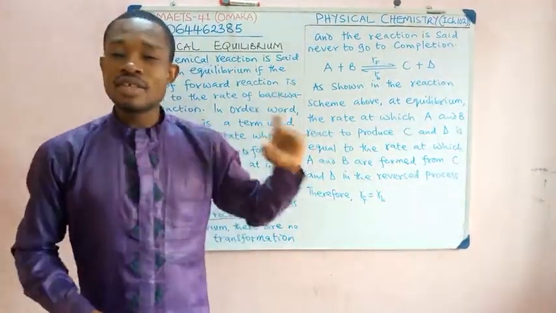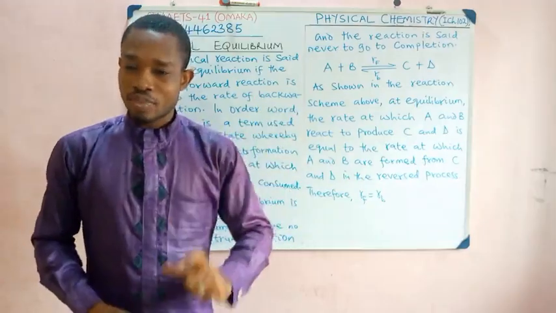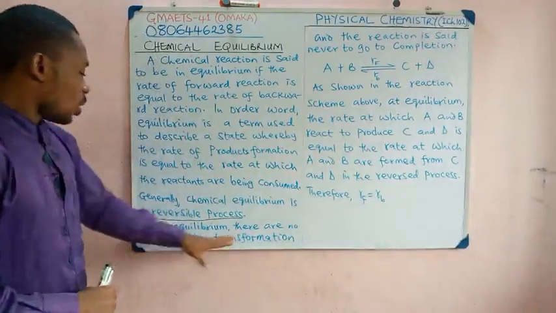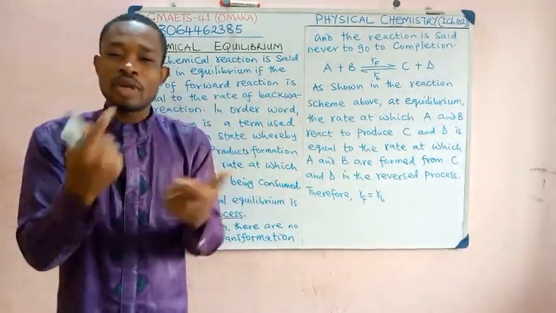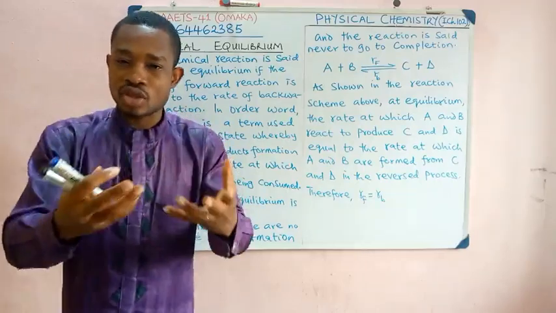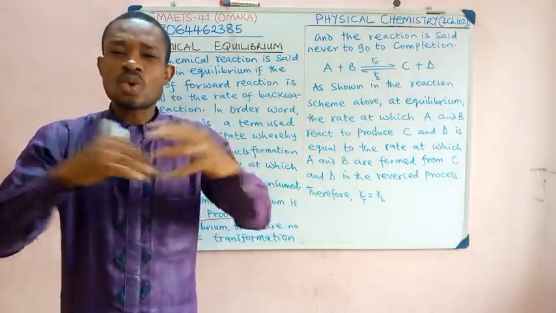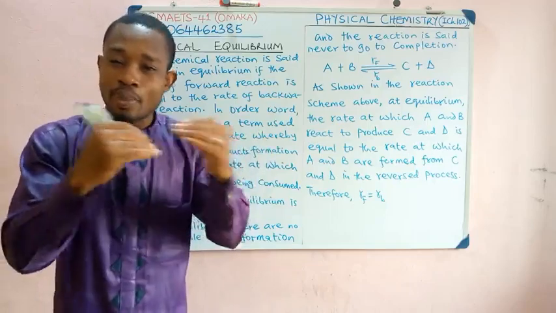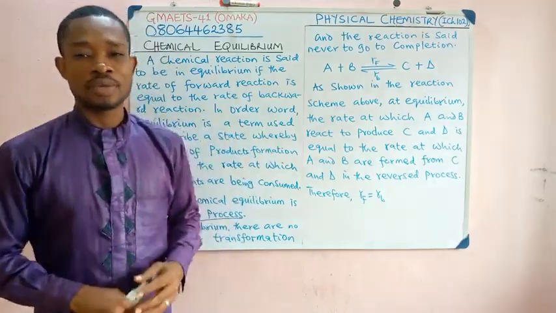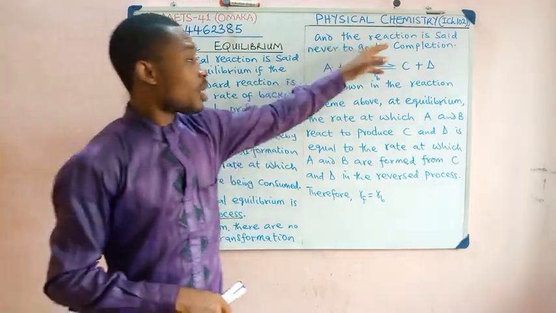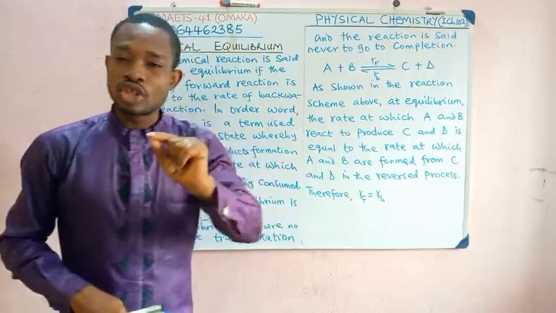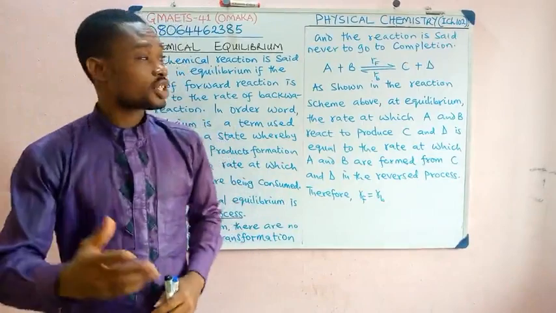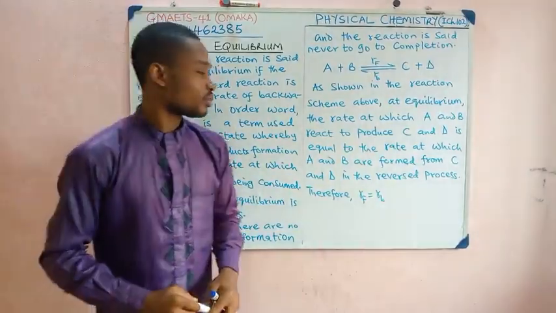At equilibrium, these two rates are expected to be equal. Now, at equilibrium, there is no observable transformation, no perceptible change, because what is happening there is equal. So you cannot really detect a specific change at the point of what? Chemical equilibrium. The chemical equilibrium is said never to go to completion. If a reaction is in chemical equilibrium, such reaction never goes to completion.